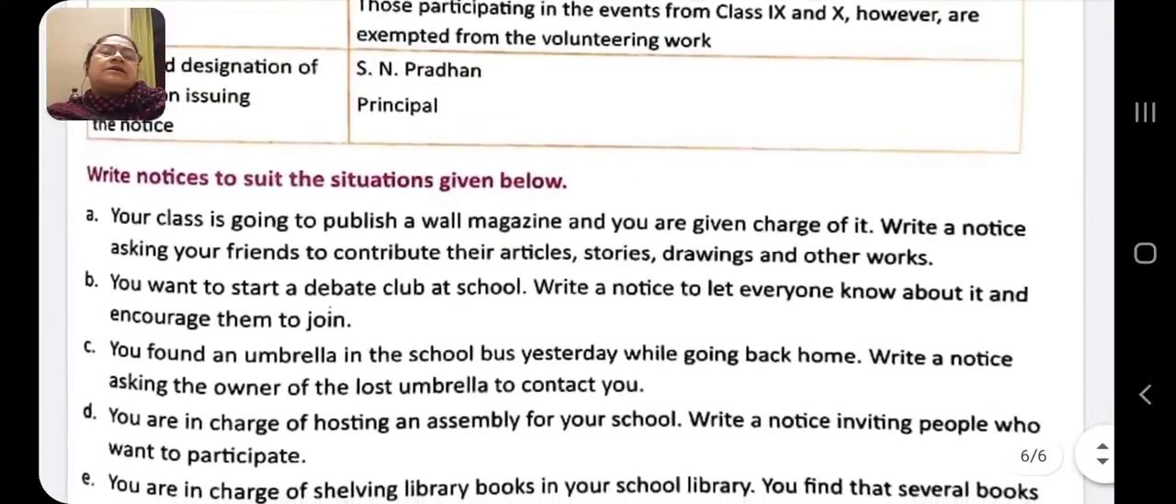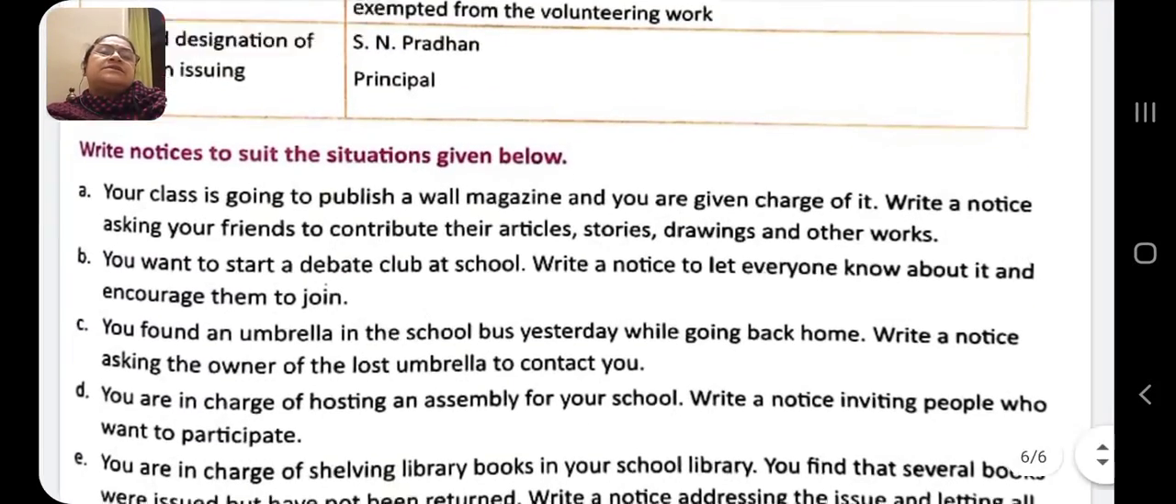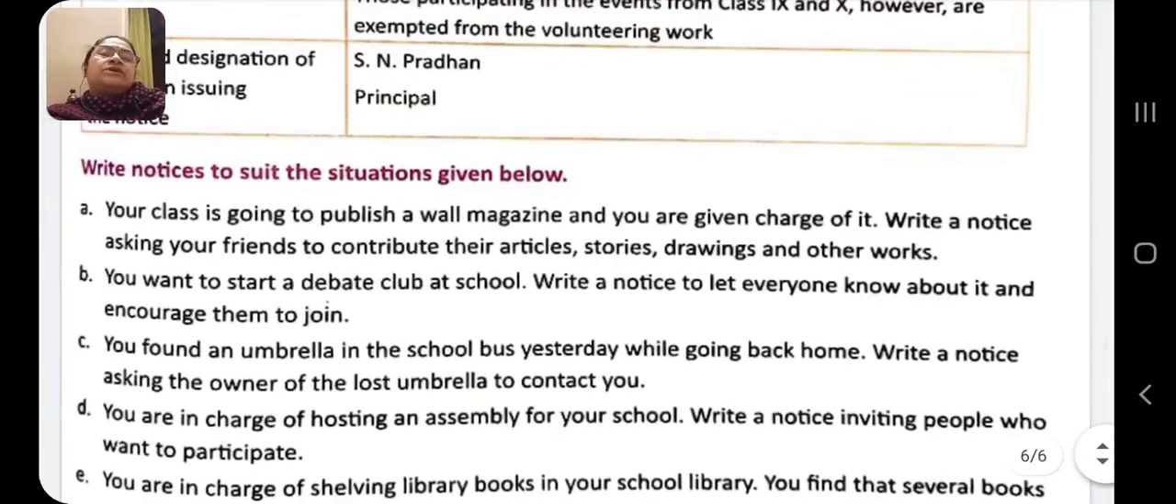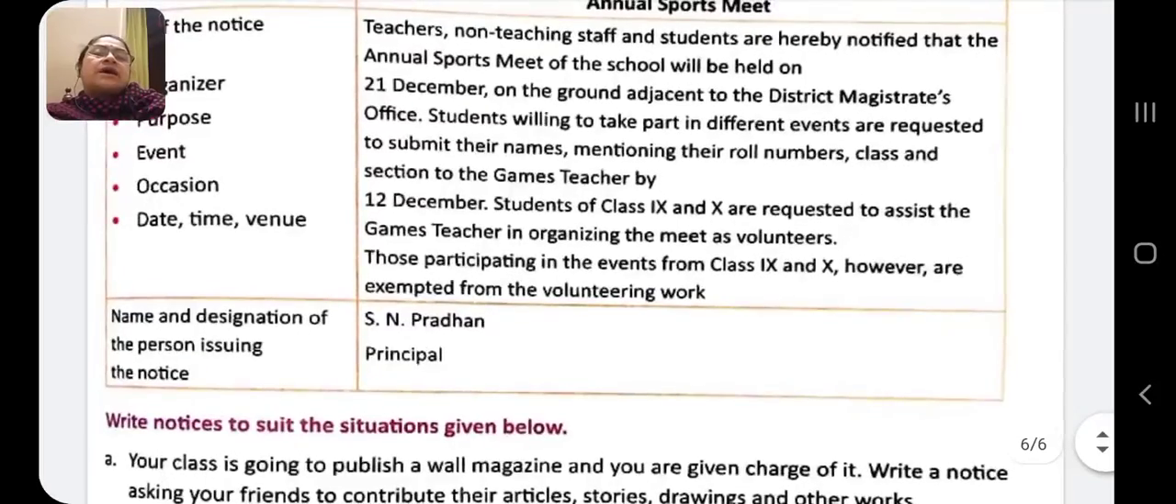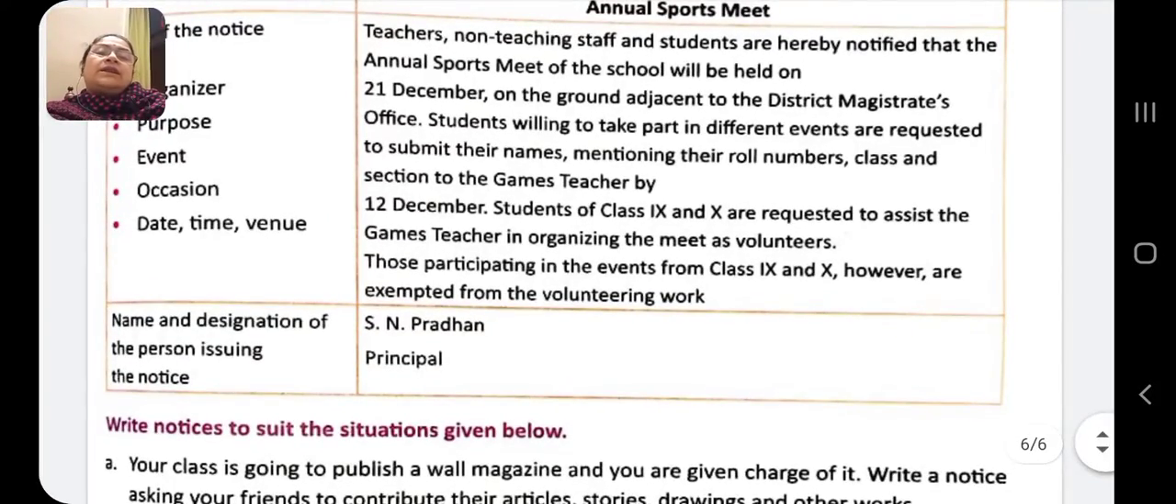Now, see here, a few question sentences are there for notice writing, but today you will only be practicing formal letter writing as class work, which I will give you right now to write down, and after completion you will send it to Google Classroom.